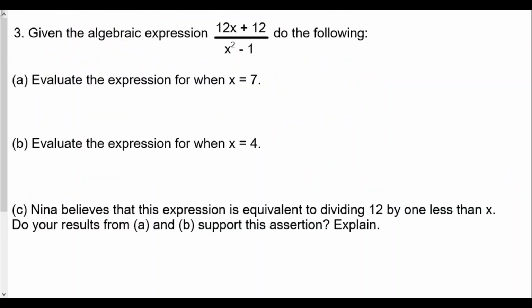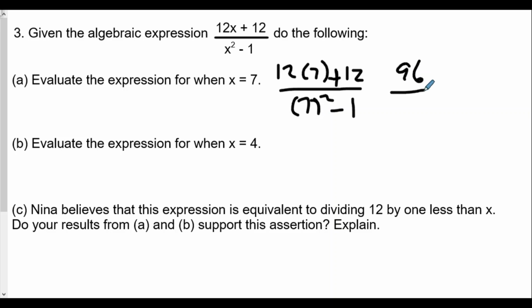Given the algebraic expression 12x plus 12 over x squared minus 1, do the following. Evaluate the expression when x equals 7. So we would have 12 times 7 plus 12 over 7 squared minus 1. And so 7 times 12, 84, plus 12 is going to be 96. And 7 squared is 49, minus 1 is 48. To simplify this, we get 96 over 48 becomes 2 over 1.